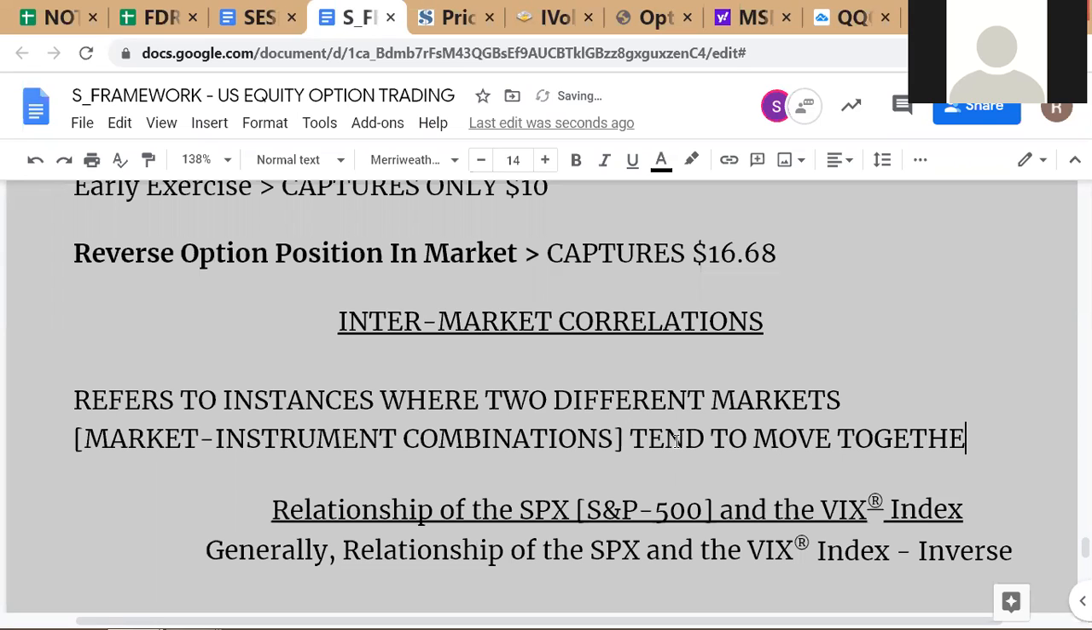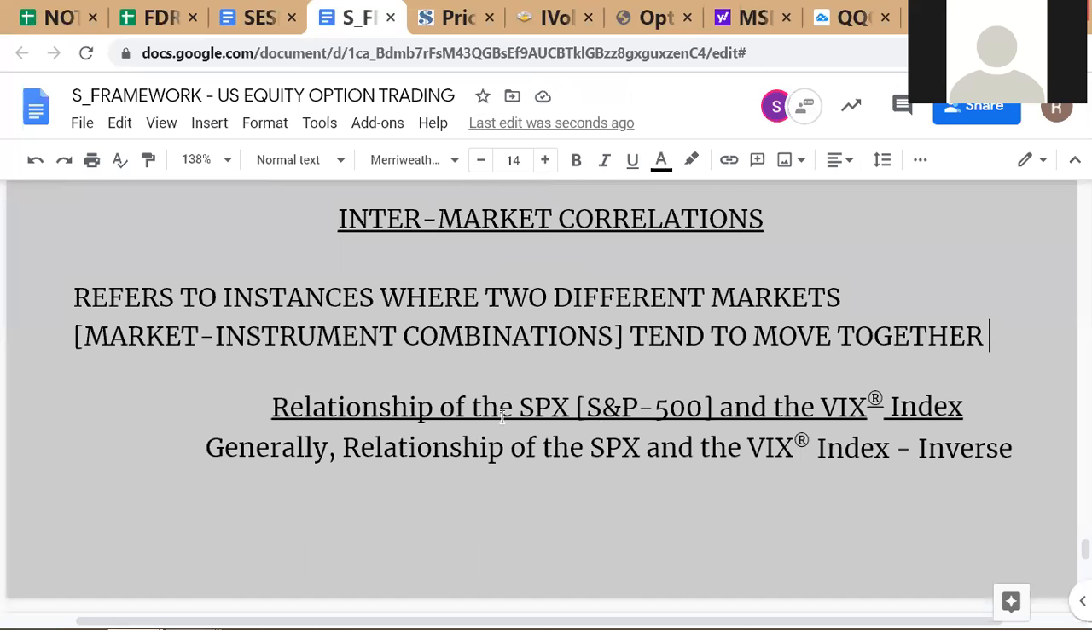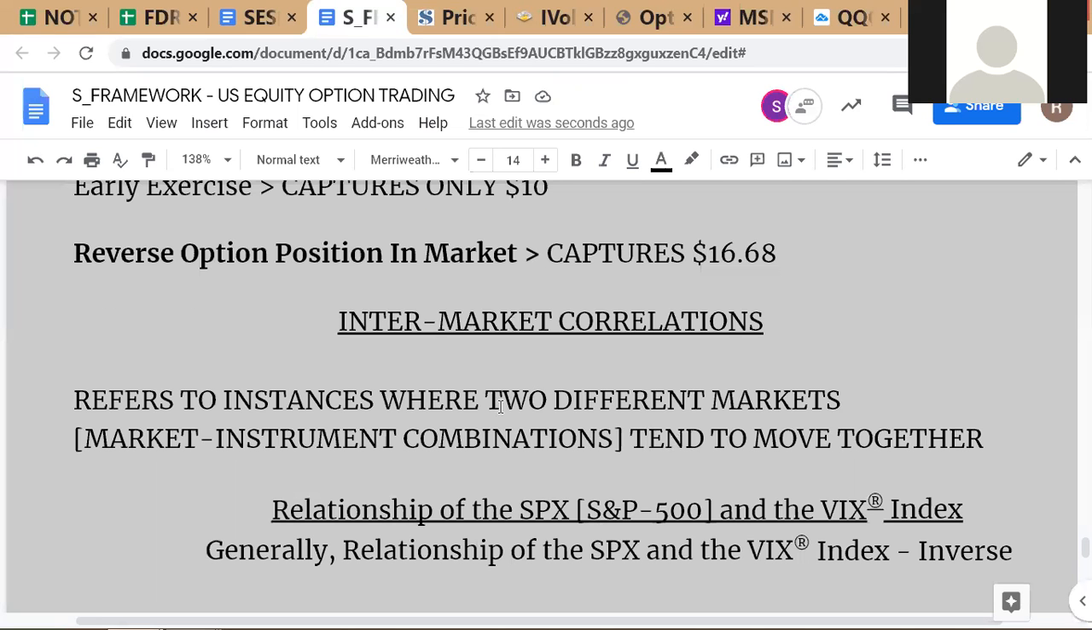So this relationship of SPX and VIX should really be studied at the level of generality, where we have introduced the topic of intermarket correlations. Two markets tend to move together.